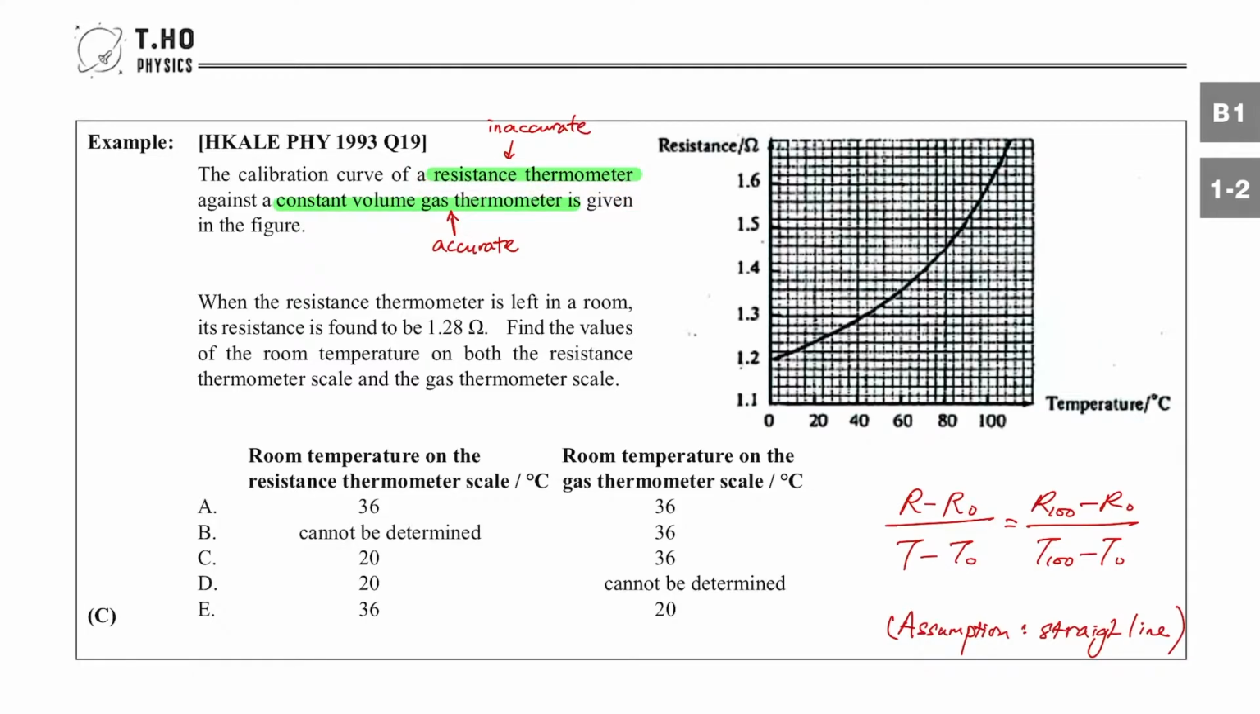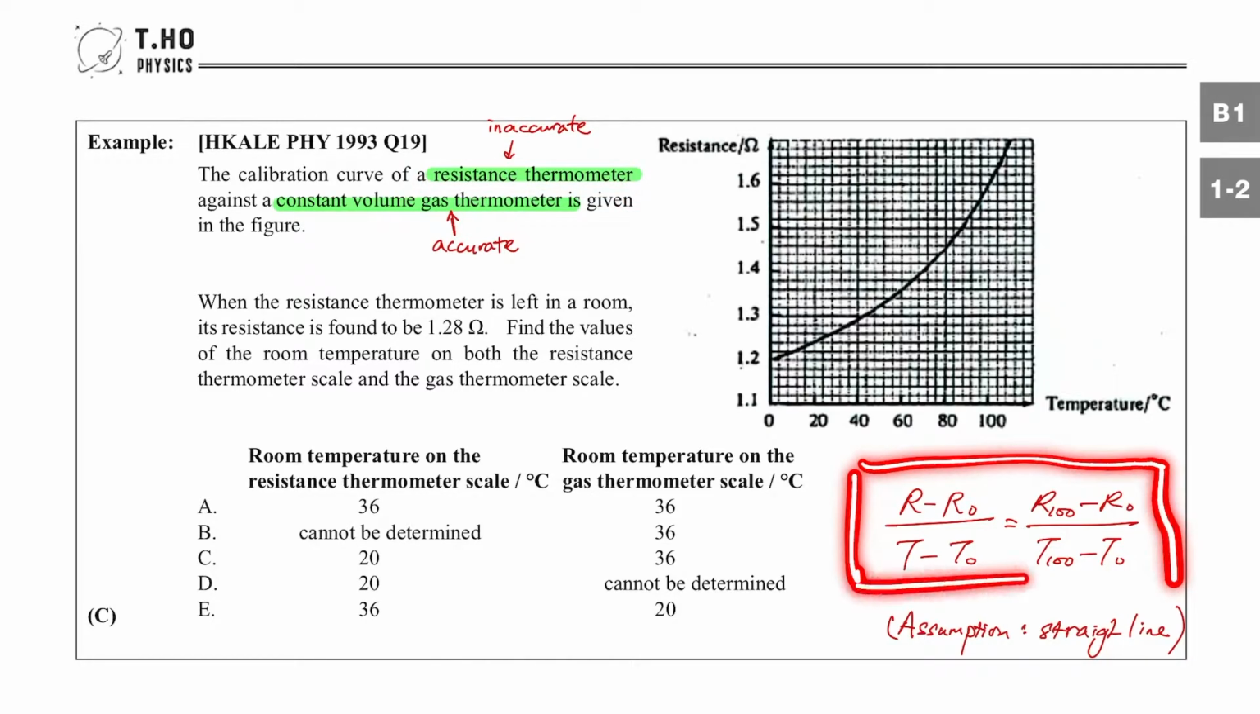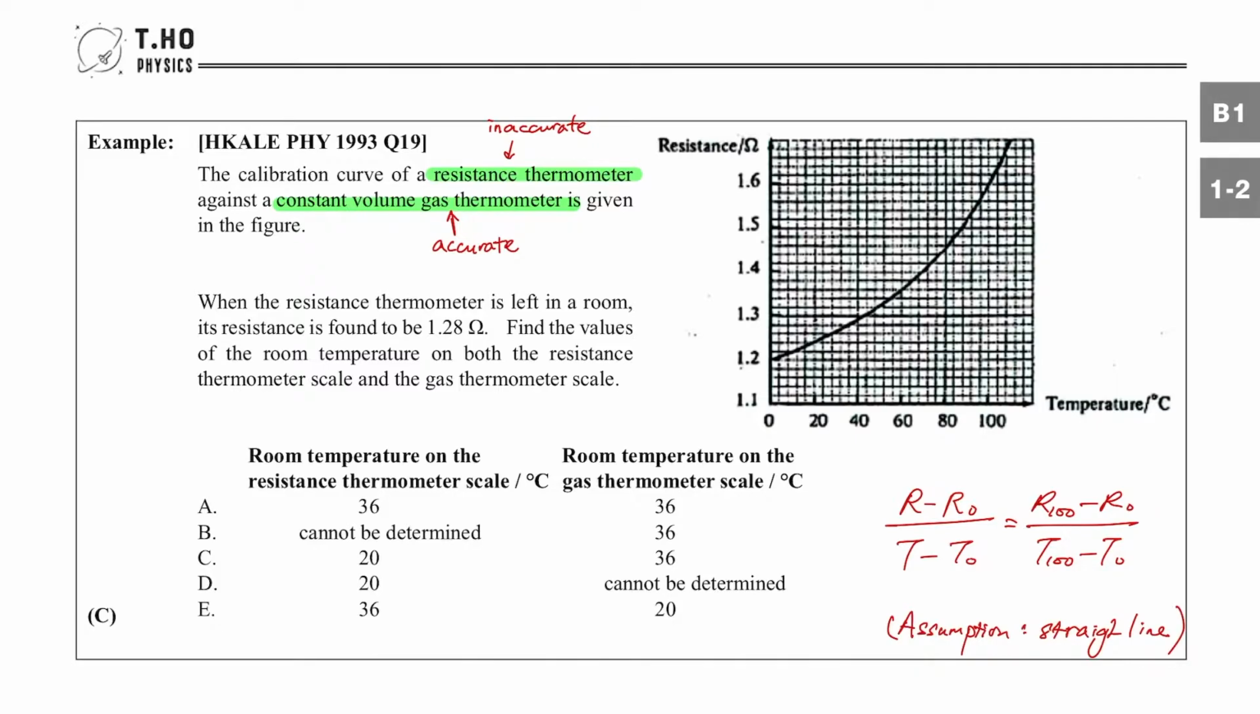So when we use the resistance as a reference to take the temperature, we are actually applying this equation for a thermometer. And when we use this equation, we have a crucial assumption. That is, we assume that the resistance is varying along a straight line, but in fact it is not.